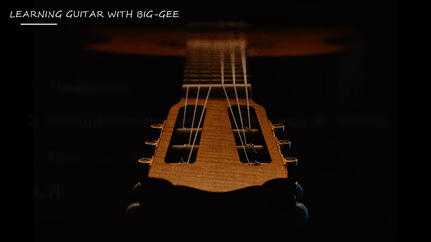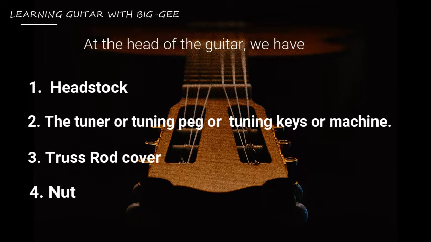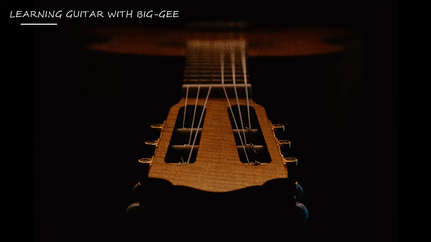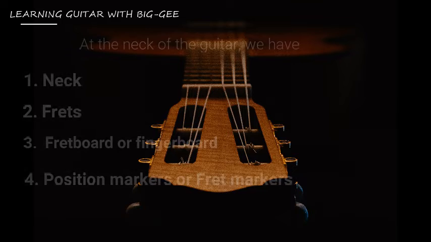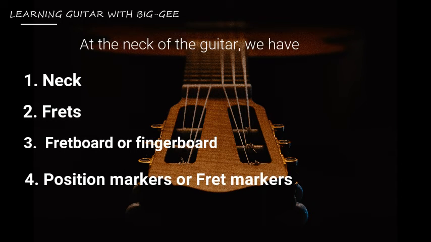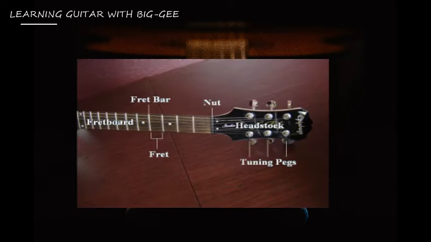The section of the head consists of the headstock, the tuning pegs, truss rod cover, and the nut. The section of the neck consists of the neck, the frets, the fretboard, also called the fingerboard, the position marker, also called the fret markers.